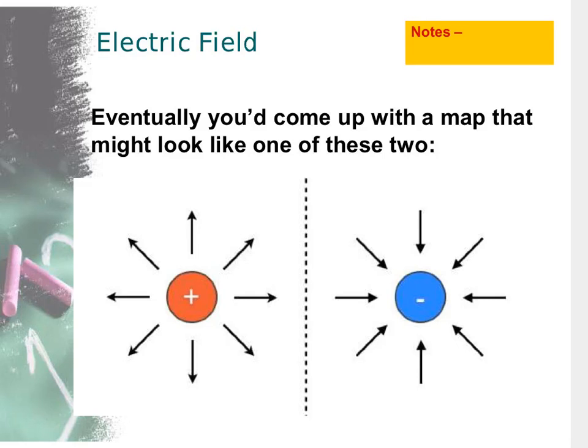You could do that in all of space, and you would find that you could make a map with arrows like this, and you would notice that for a positive charge, all these arrows would be pointing away. And if our blue object was a negative charge, then all of these arrows would point toward the charge. So if we keep asking ourselves that question, eventually we'd come up with a map, and that map is what's called an electric field.